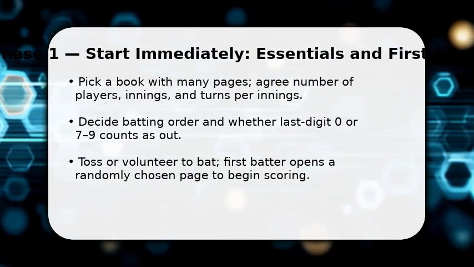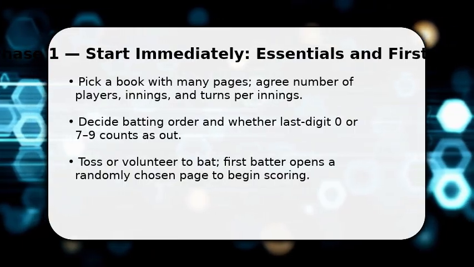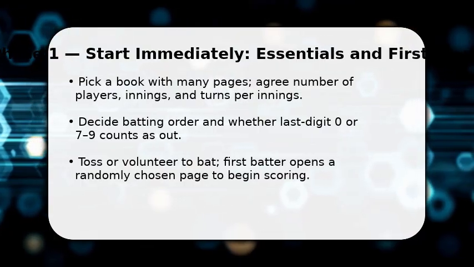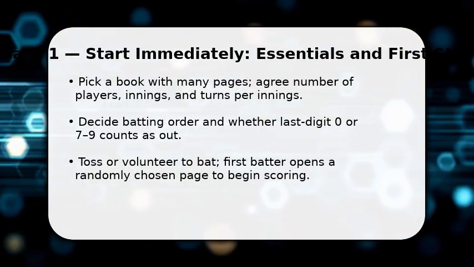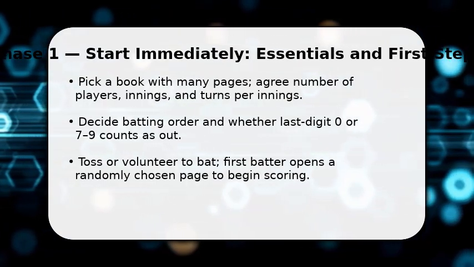Once chosen, the batter opens a randomly selected page, looks only at the last digit, and announces the runs. You immediately add that number to the team total and hand the book to the next batter when a wicket or turn is complete. Once play begins, you need a consistent routine.